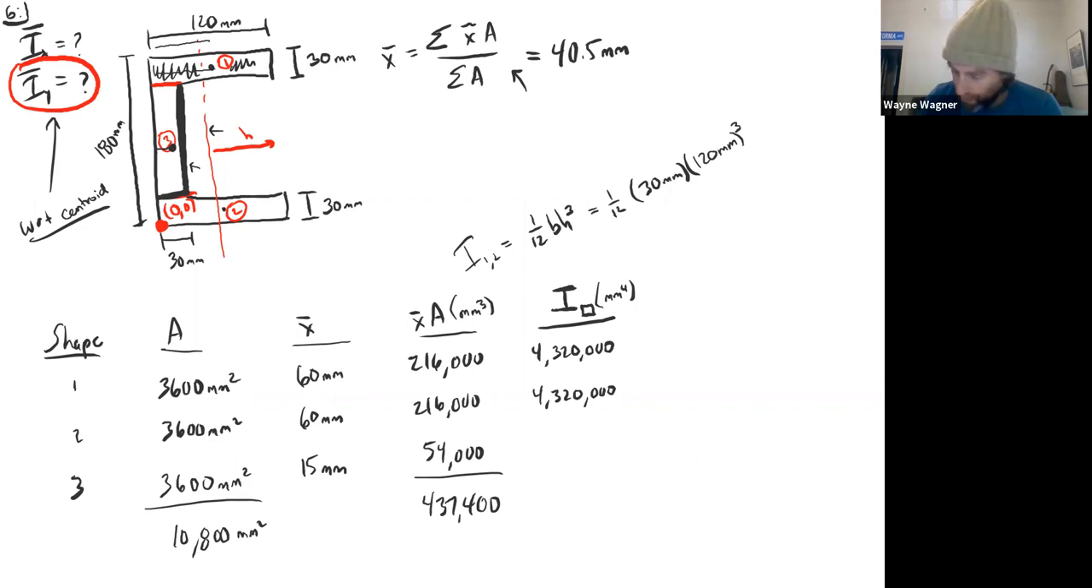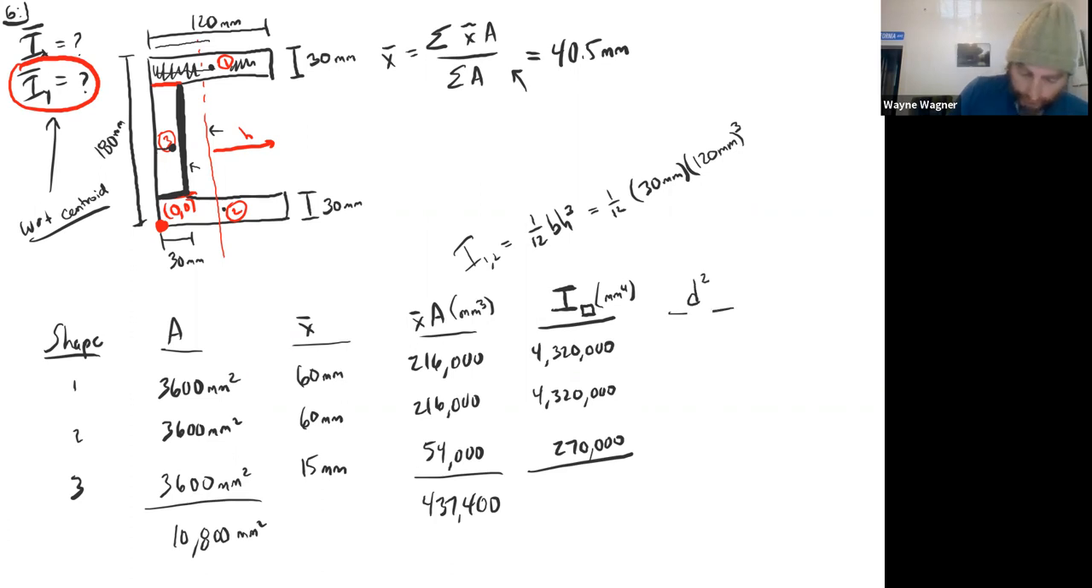Okay, so it's going to be 1 divided by 12 times 120 times 30 cubed. Okay, a big number, but by no means big in the grand scheme of things. 270,000. Okay, and then we're going to do area. Oh, we already did area, so we're going to do distance. Come on, we're going to do distance squared.